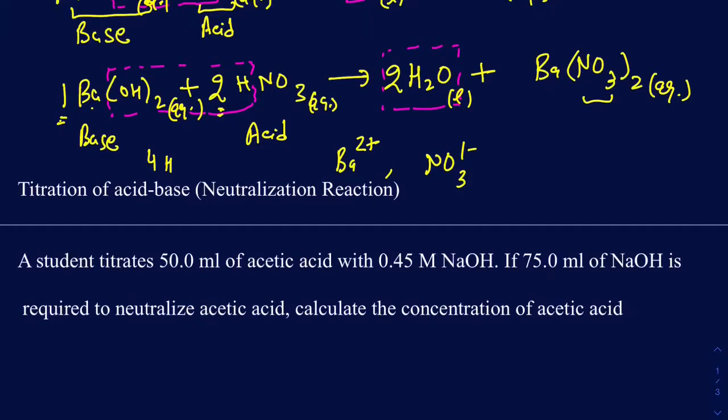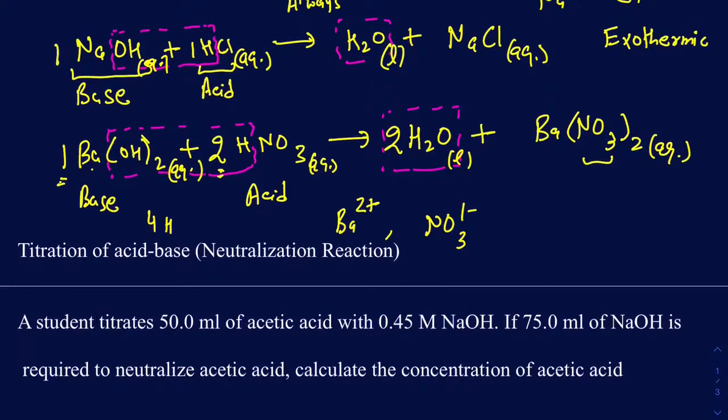So it's a 1 to 2 mole ratio. And that also explains it, because 1 barium hydroxide is actually producing two OH minus ions in there. So that's why it's a 1 to 2 mole ratio at the end of the day. Okay, so this is how you're going to be predicting the products of the neutralization reactions.